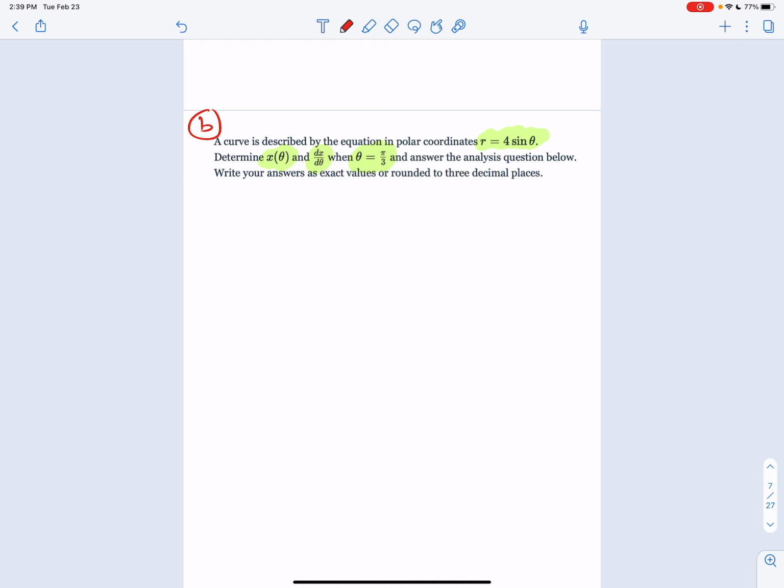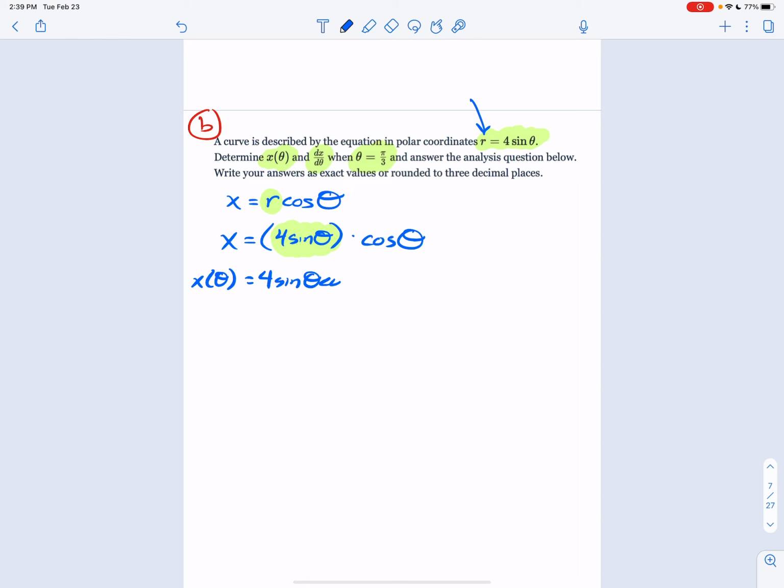So here we go. We know that x is equal to r cosine theta from the last lesson. And since we know what r is, that's just x equals 4 sine theta times the cosine theta. So we're pretty much substituting the r for the 4 sine theta there. So our position is 4 sine theta cosine theta. From there we can figure out our derivative.